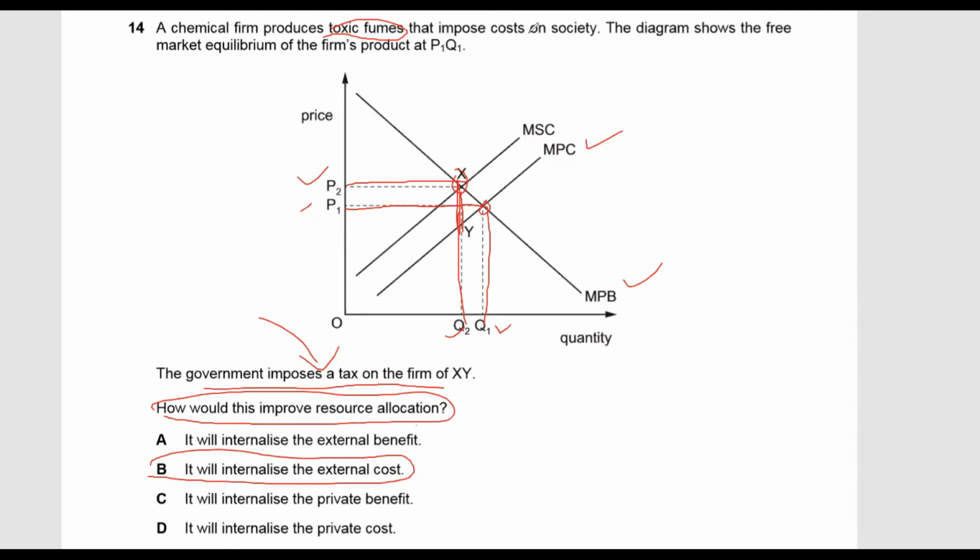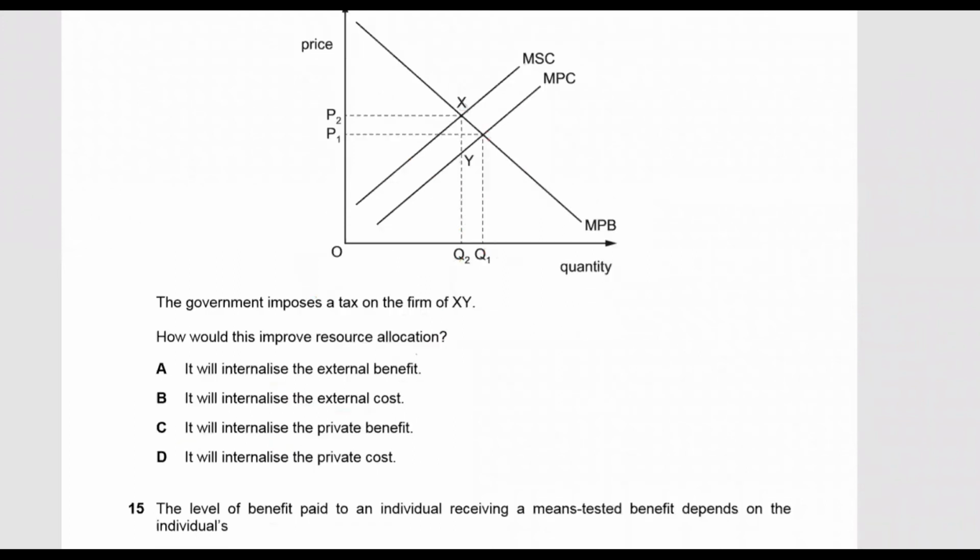Internalization of external cost: external cost is the cost to the third party, and internal cost is private cost. When you impose taxes on private producers, you are basically converting external cost into internal cost, into private cost. So this will definitely help to achieve better resource allocation.